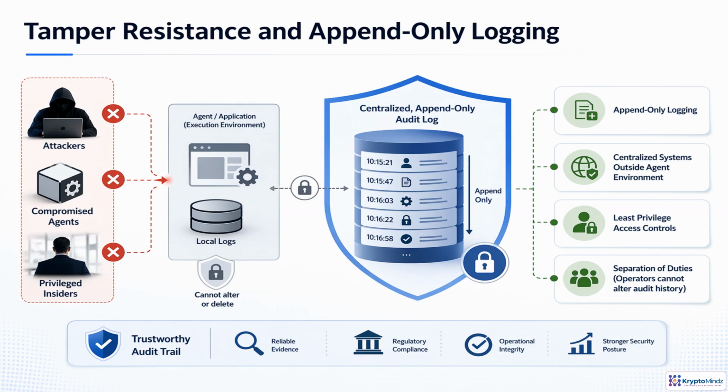An audit trail is only useful if people can trust it after an incident. Logs should leave the agent's local environment quickly and land in a protected, centralized store. Once written, records are appended, not edited or deleted, preserving the sequence of events. Access controls should be narrow. Services can write what they need, reviewers can read what they need, and administrators have limited change authority. Separation of duties closes the insider gap, so the same team running the application cannot silently rewrite the evidence.